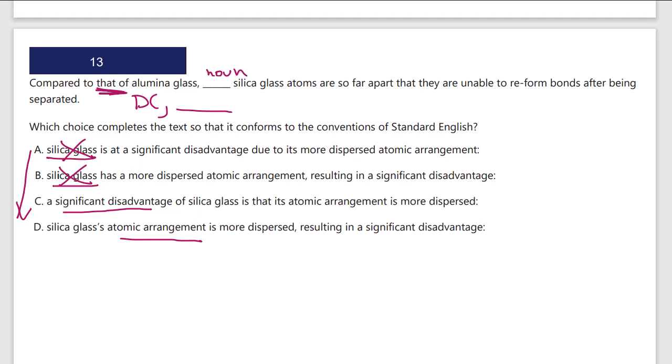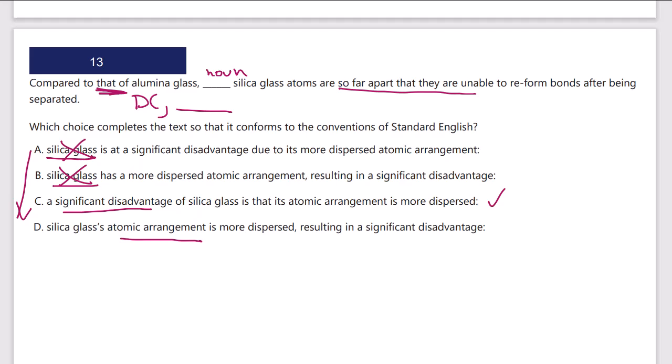So compared to that attribute of aluminum glass, a significant disadvantage of silica glass is that its atomic arrangement is more dispersed. And then colon, silica atoms are so far apart, explaining how they're more dispersed. This well could be the answer. Let's just check D. Compared to that of aluminum glass, the attributes of aluminum glass, silica glass's atomic arrangement is more dispersed. I think this might even be better, actually.